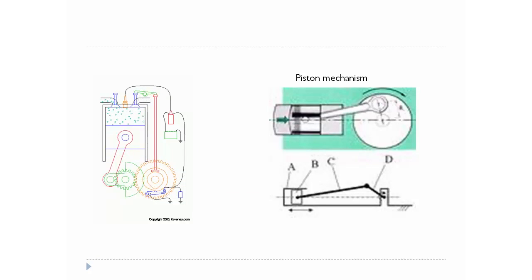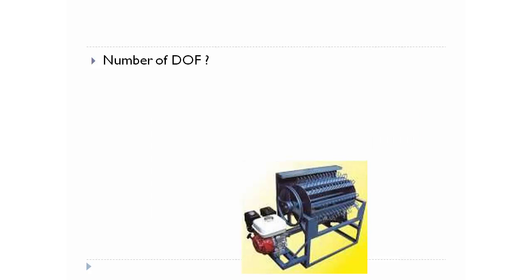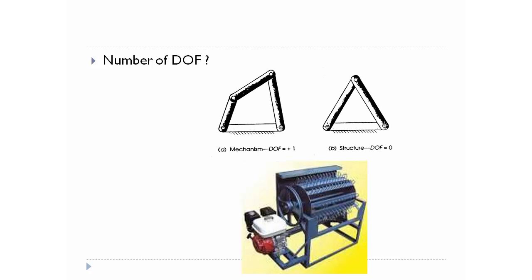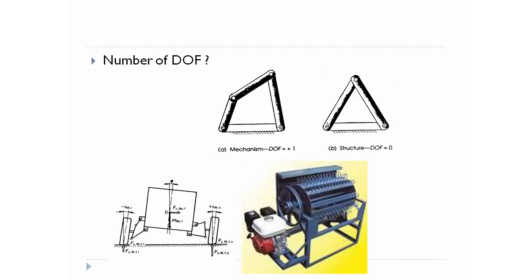This one, I taught you about last week. This one is the combustion engine. How many degrees of freedom does it have? It has 1 degree of freedom. How about this one? Actually, if you think about it, all structures are supposed to have 0 degrees of freedom, but a mechanism, the opposite, is supposed to have 1 degree of freedom most of the time.